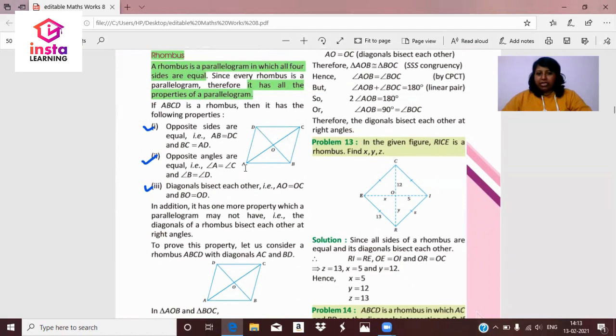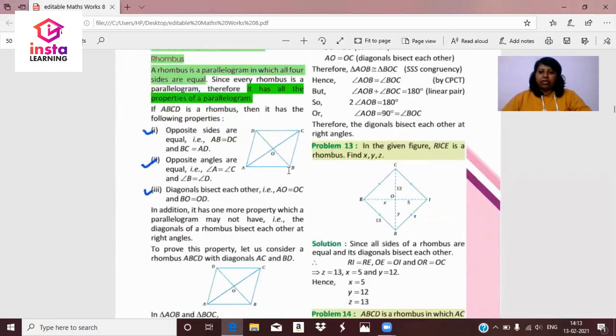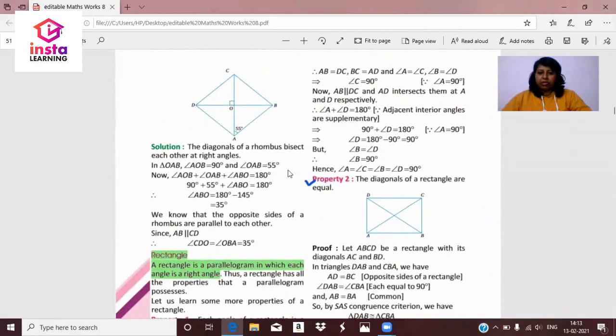Again, opposite sides are equal. Opposite sides are equal of the rhombus. Opposite angles will also be equal. And diagonals will bisect each other. These are the diagonals which are bisecting, cutting each other. In this, AO, where O will be the central point, AO will be equal to OC, BO will be equal to OD. These are the problems based on the rhombus.